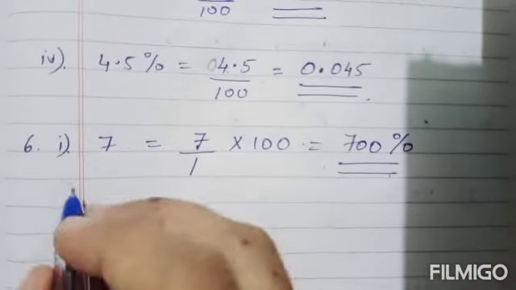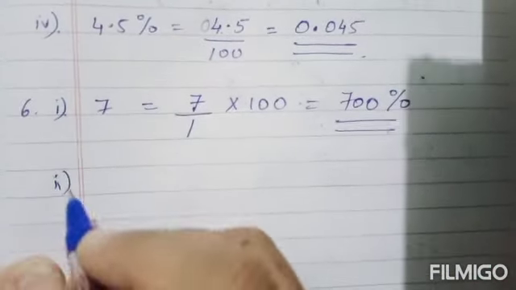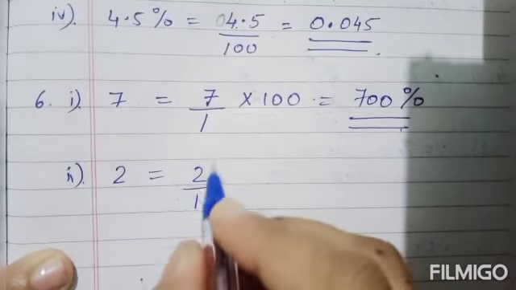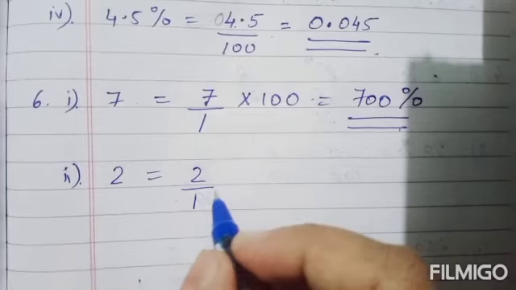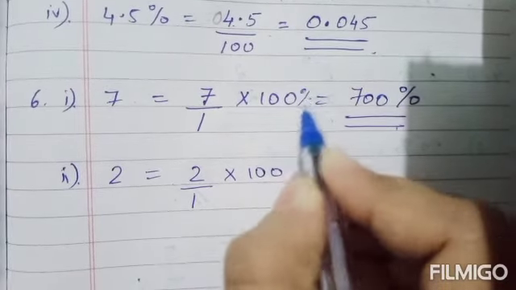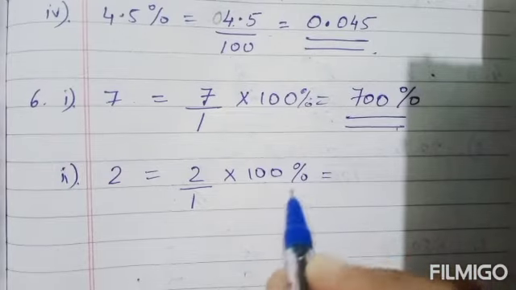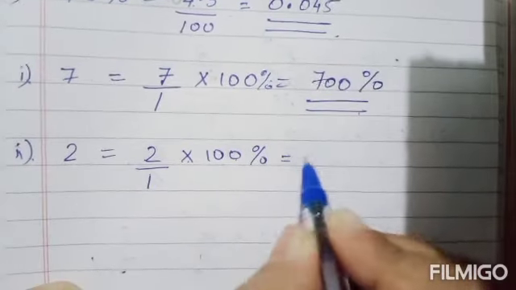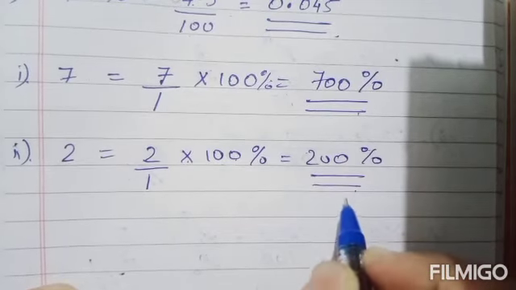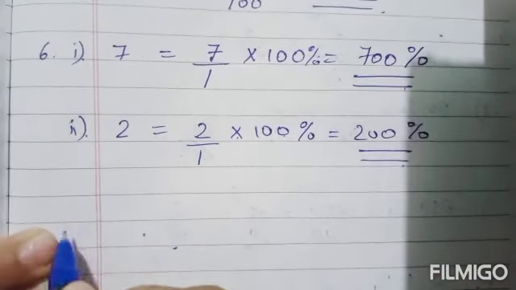Okay, next second one, 2. 2 means it is 2 by 1. Now in order to convert this fraction to percentage, what to do? Multiply by 100 percentage. So what you will get? 2 into 100, 200 percentage.